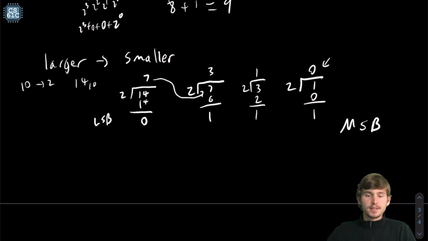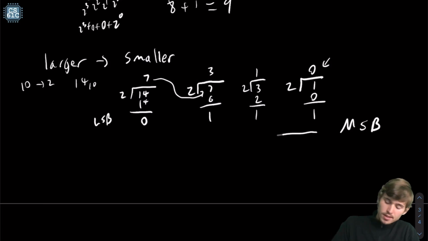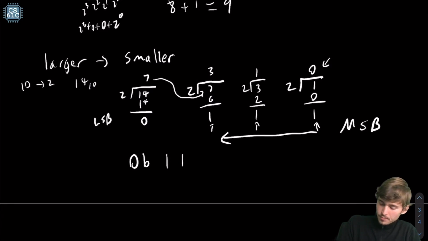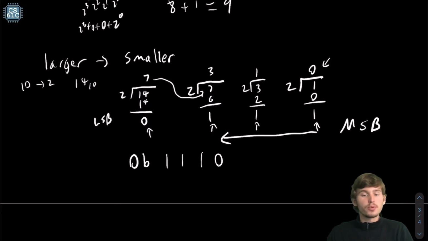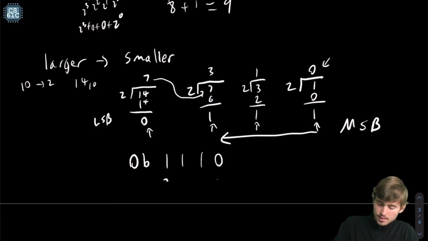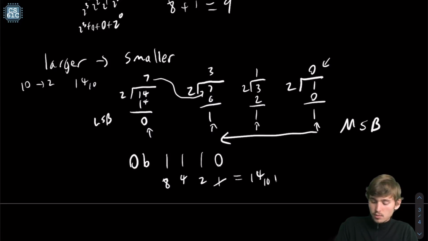So in this case, you start to read the number like this. So the number that I actually got was 0b1110. So this is the number in binary for 14. You can do some quick math to check this. The power here is 1, but we don't use it. 2, 4, 8. And if you add all this together, this is equal to 14 base 10, which is exactly what we wanted.